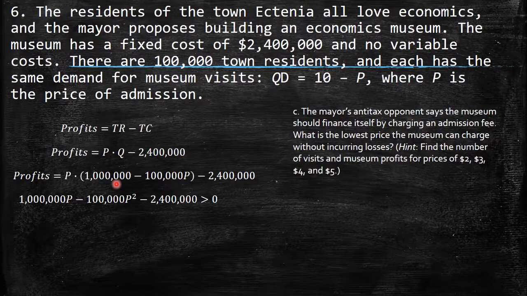So the idea is that you need to make that larger than 0. Then this is going to be a parabola, kind of a mountain like that. So then let me represent it here. If you represent it here, it's going to be something like that. You have here the profits.